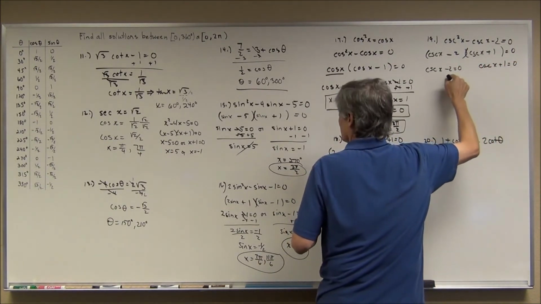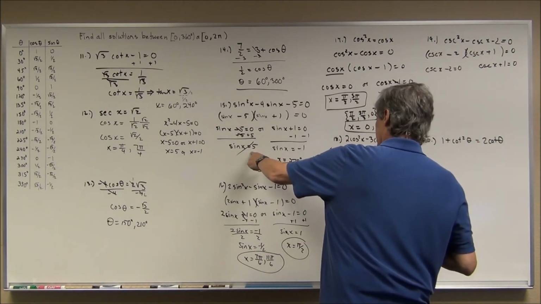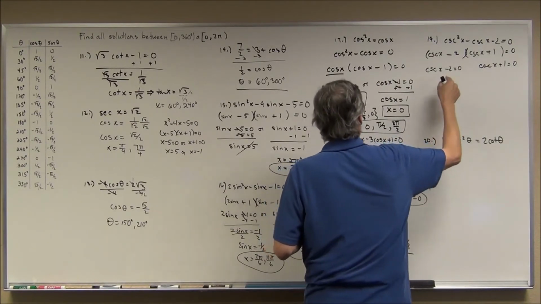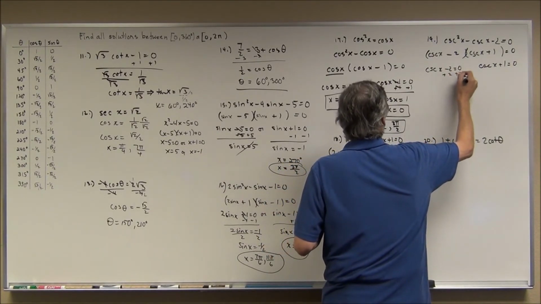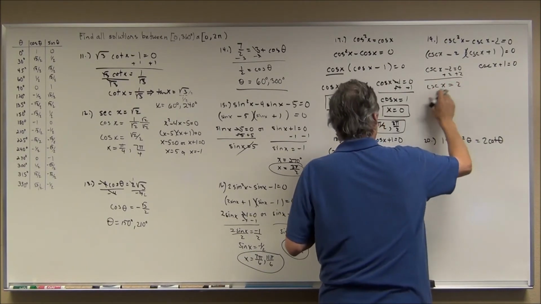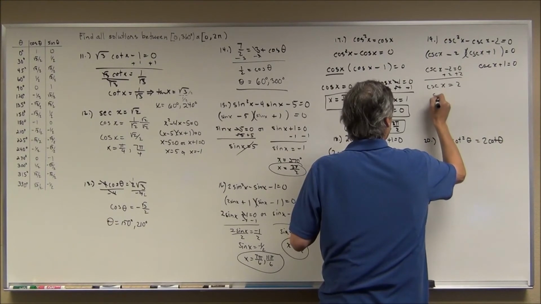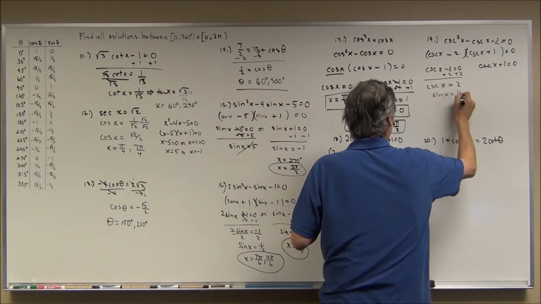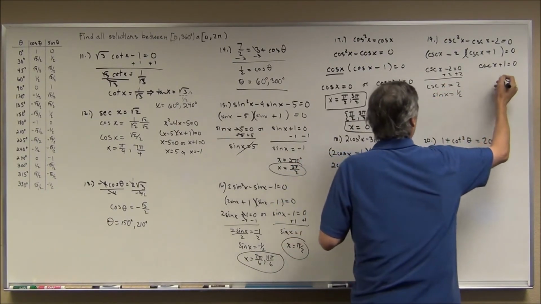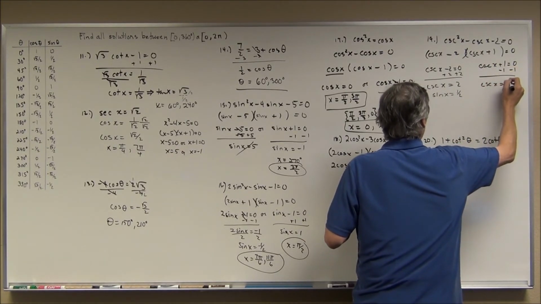Now, this is not the same as it was here. See, the sine can't be bigger than 1, but the cosecant can be. If I add 2 to both sides, I get the cosecant of x is equal to 2. Now remember, cosecant is 1 over sine, so if I take the reciprocal of both sides, I get the sine of x is equal to a half. That makes sense. And then over here, I'll subtract 1. I get the cosecant of x is equal to negative 1.